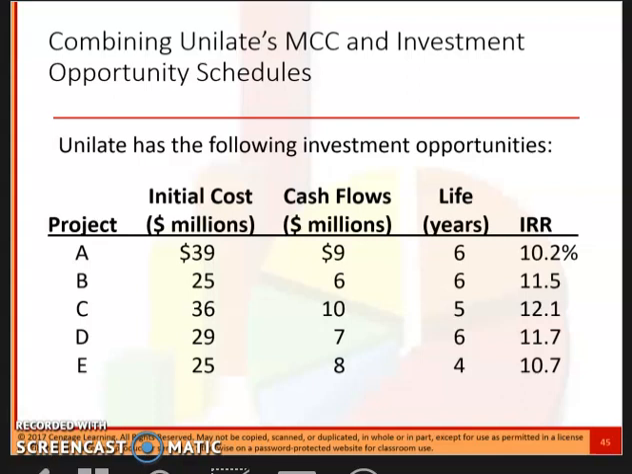So what we would do is rank those in order from highest to lowest, and we'll see that on the next schedule. The first project we would pick would be project C, and then project D, then project B, and then E, then A. Each of these is going to add an increment to the capital structure of Unilate's debt or capital.